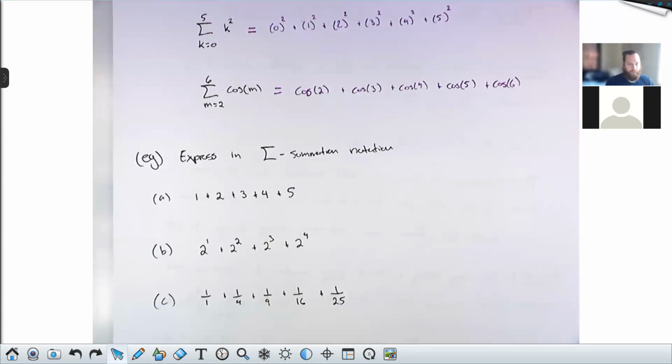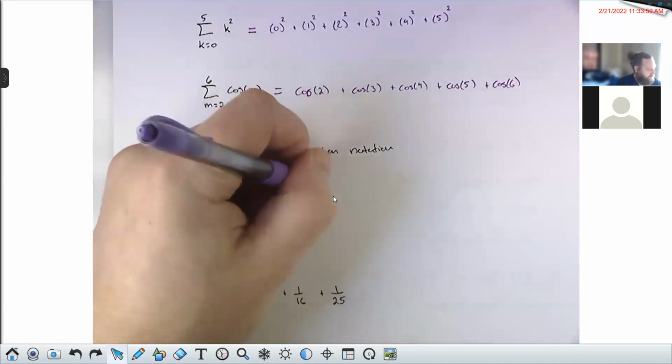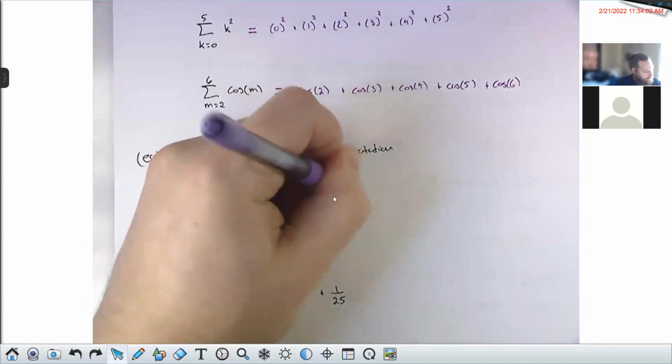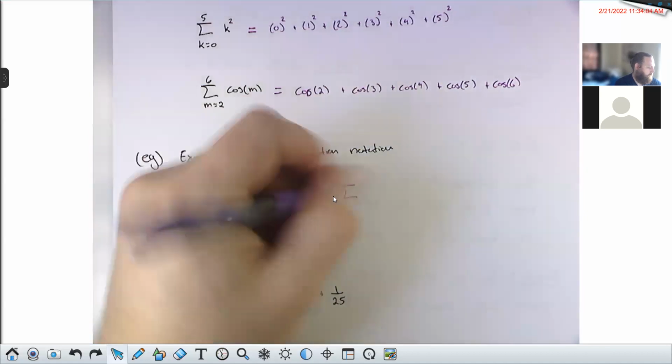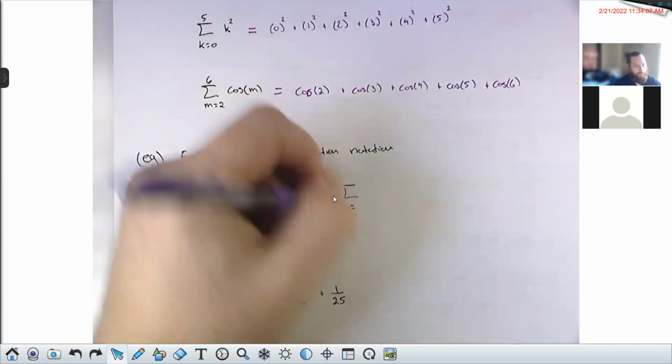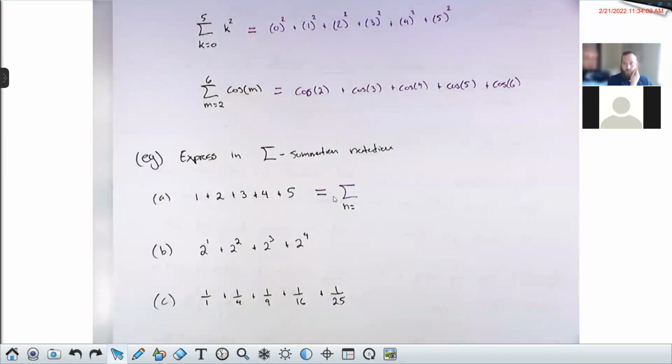So I want to take each of these expressions and write them in that condensed form with the sigma operator. And let's start with the first guy. So this is going to be sigma of something where n runs from somewhere to somewhere else, right? These are the pieces we know for sure have to be there. I'm choosing to use the symbol n, but you could use k or m or whatever you wanted. Usually we use n.